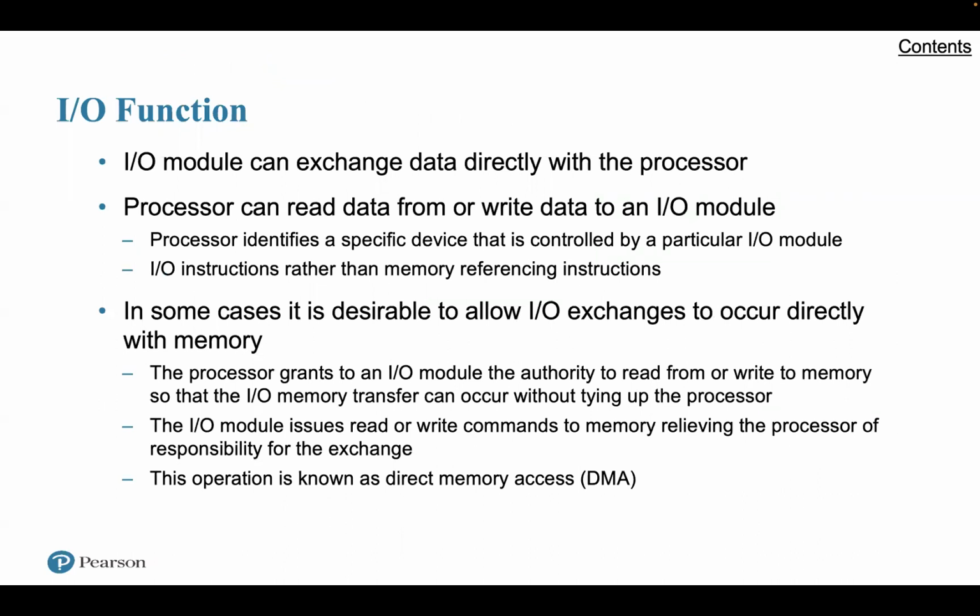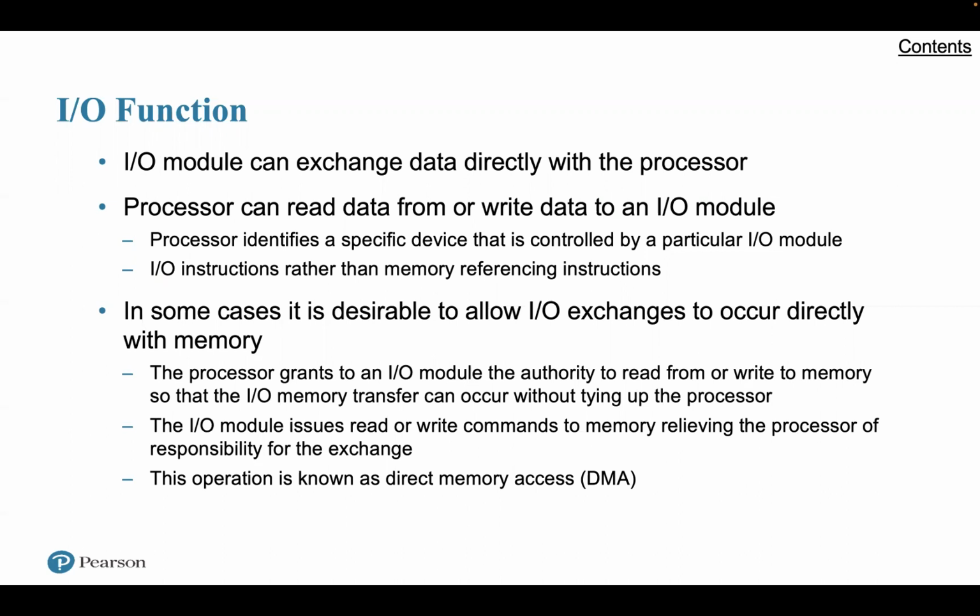So let's now think in terms of the I/O functions. An I/O module, for example a disk controller, can exchange data directly with the processor, just as a processor can initiate a read or write with memory, designating the address of a specific location. The processor can also read data from or write data to an I/O module. In this latter case, the processor identifies a specific device that is controlled by a particular I/O module. Thus, an instruction sequence similar in form to that of figure 3.5 could occur, but with I/O instructions rather than memory reference instructions.